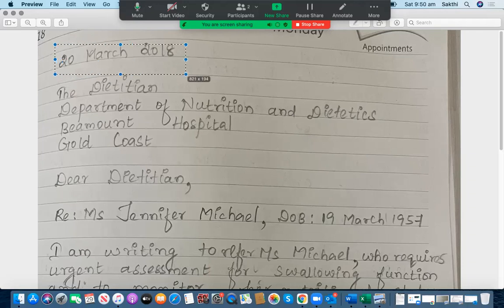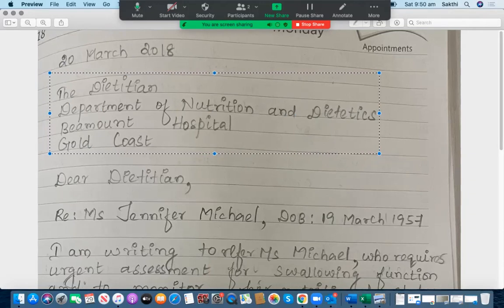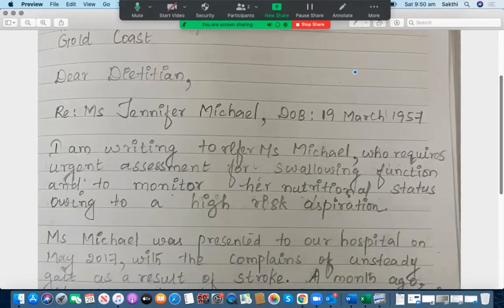You have written down the date on the top, that's good, and that's in the appropriate format as well. I'm happy with that. So the addressee is a dietitian, isn't it? Good. Dietitian, Department of Nutrition and Dietetics, Beaumont Hospital, Gold Coast. Okay, all good. I'm happy with that. Dear dietitian, so you have addressed the dietitian correctly. I'm happy with that, with the correct spelling.